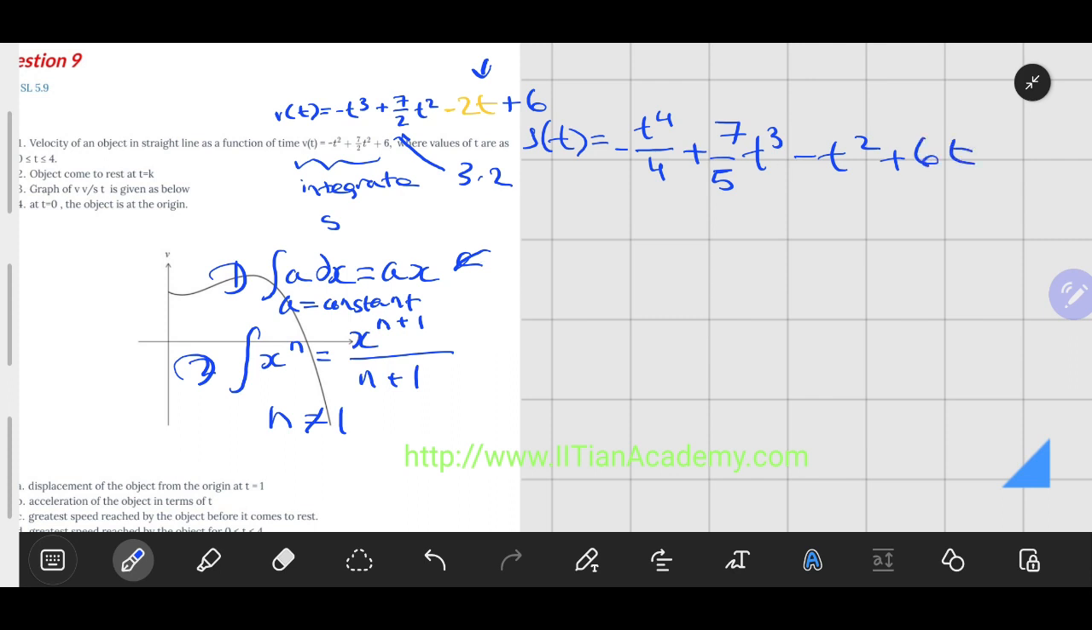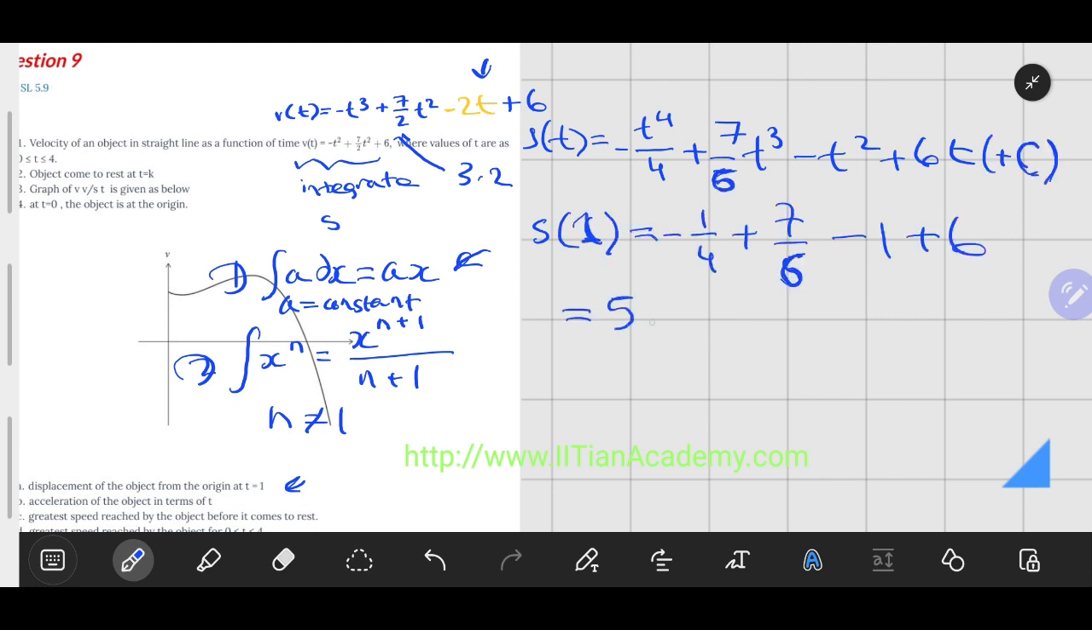t. So that is our position equation. And now, since the question asks for the displacement at t equals 1, we will just plug that into our equation. And you should find that the solution is 5 and 11 over 12, or 71 over 12. And that is in meters, and that will be our answer to the position or displacement of the object at 1 second.